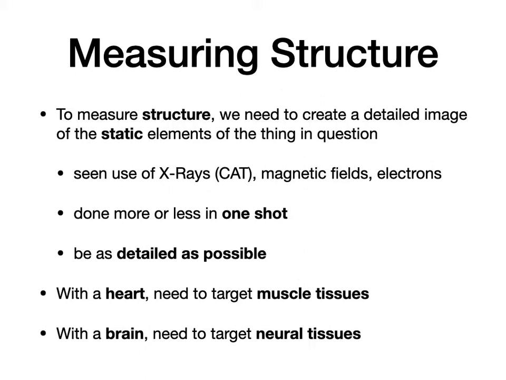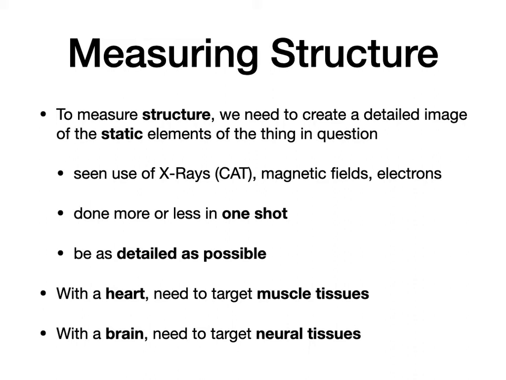So we started with X-rays, CAT scans, regular MRIs do this. They are trying to capture in as fine a detail as possible using magnetic fields where are all the neurons?